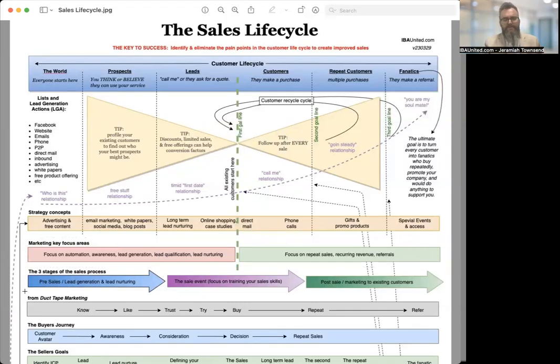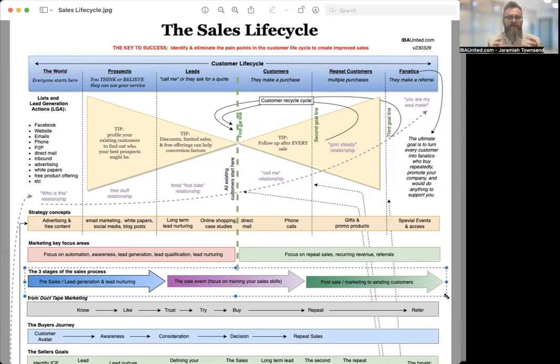That's when we come down to what's classically referred to as the 3 stages of the sales process. In the pre-sales stage, it's all about lead generation and lead nurturing. In the sales event, it's right there in the middle, in that lovely purple arrow. Your focus needs to be on sales skills, cross-selling, upselling, alternative options, creative solutions, those sorts of things.